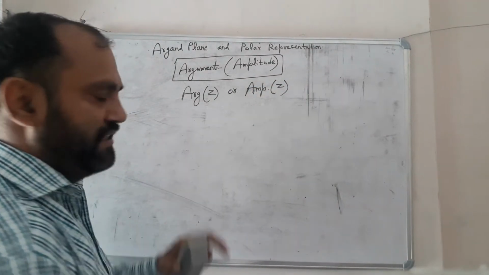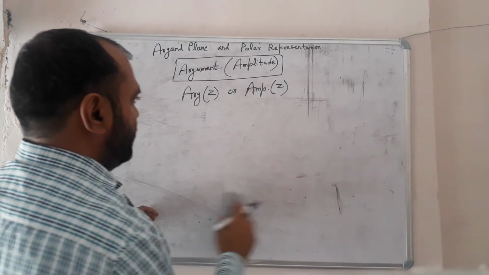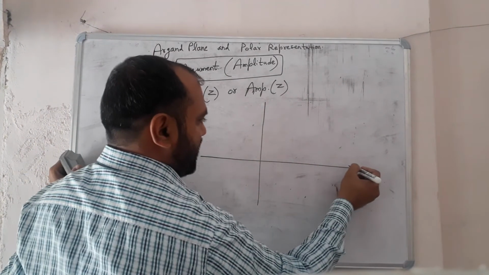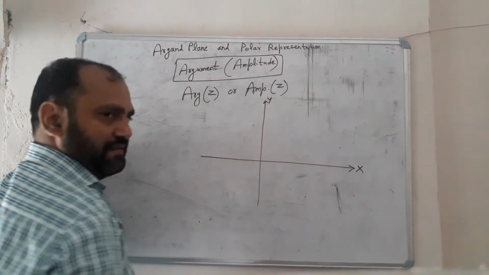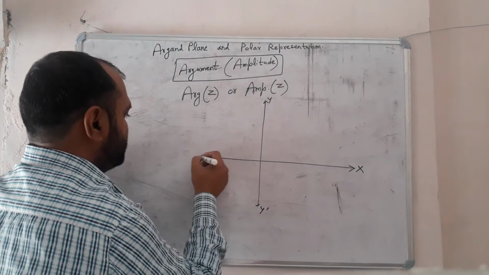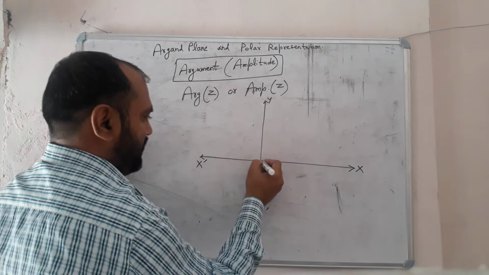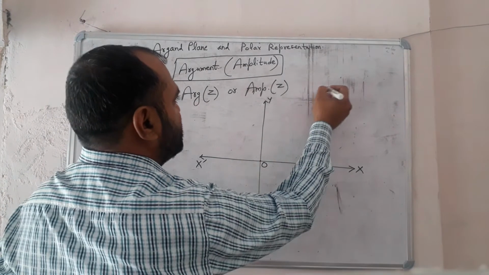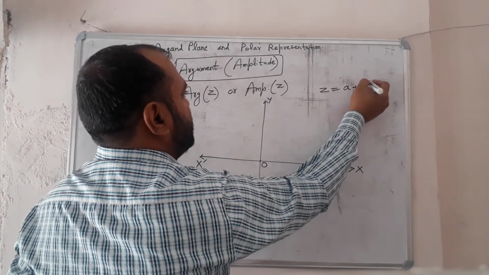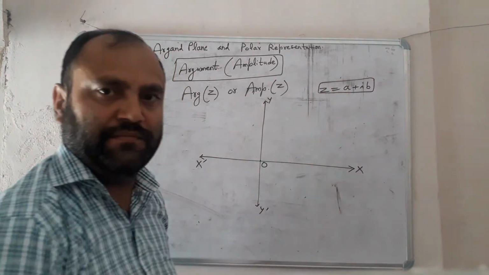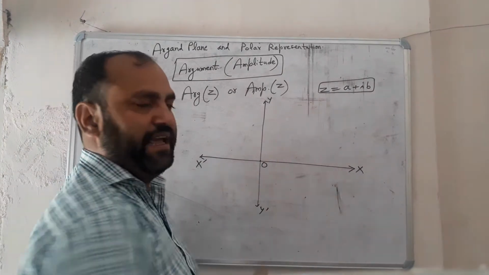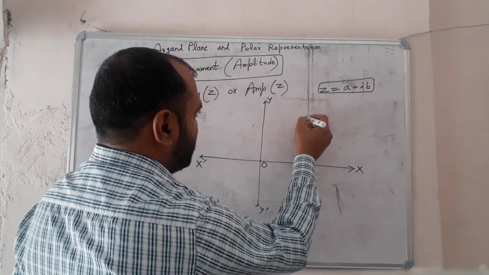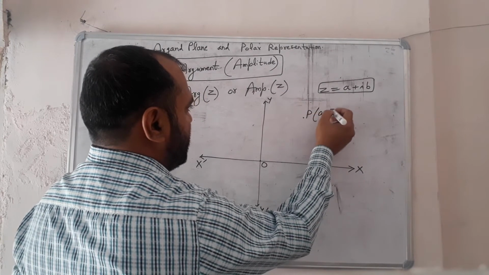Right? To understand this topic, first of all, let us draw this xy plane. This is x-axis, this is y-axis. This is negative y-axis, this is negative x-axis. This is the origin O. Now, let us represent z is equal to a plus iota b in Argand plane. So, if both a and b are positive, it lies in first quadrant. So, let us take this point P. This is a comma b.